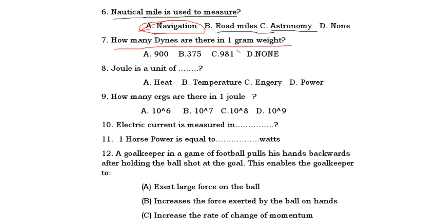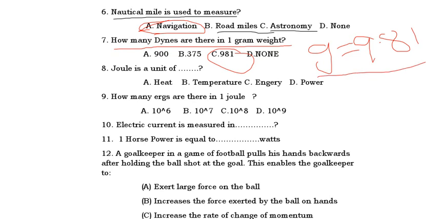And the next: how many dynes are there in 1 gram? You know what the g value is, guys. Small g, acceleration due to gravity, is constant: 9.81. This is the dynes. How many dynes are there in 1 gram? Multiply by 100, that is equal to 981. Just remember this value, 981. That is your answer.